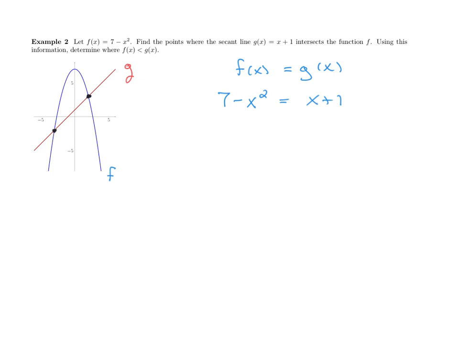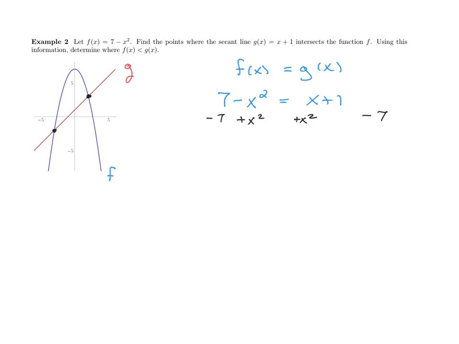However, for this one here, I'm going to take the approach of moving all of this stuff to this side of the equation, so I have 0 on this side. I will factor this side and set each factor equal to 0. That will look like this. I'm going to subtract 7 from both sides, and I'm going to add x squared to both sides.